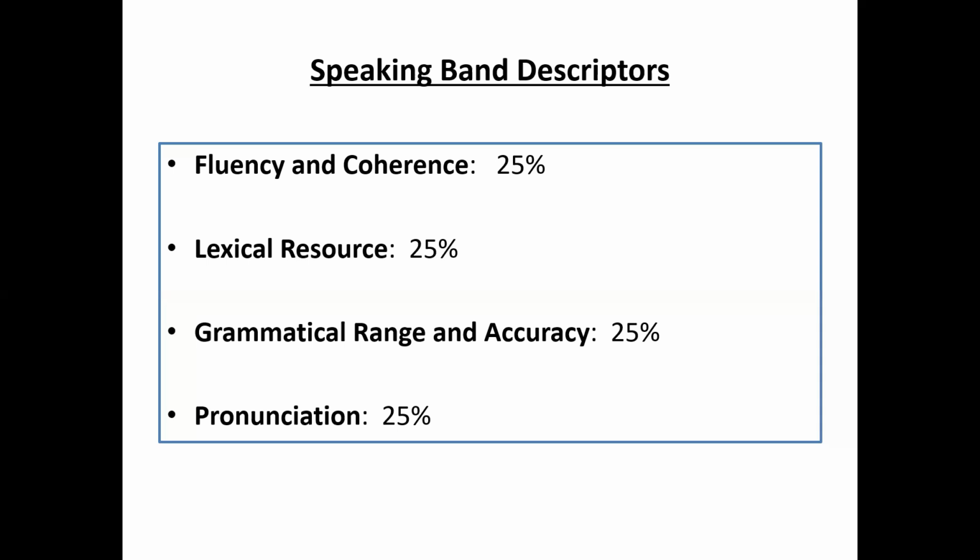Lexical resource is vocabulary. How well you are able to use your vocabularies when you speak on topics related to part 1, 2, and 3. Grammatical range will be the range of sentences you are able to use adding different conjunctions. You may use a simple sentence, you may use a compound sentence, sometimes you may use a complex sentence.